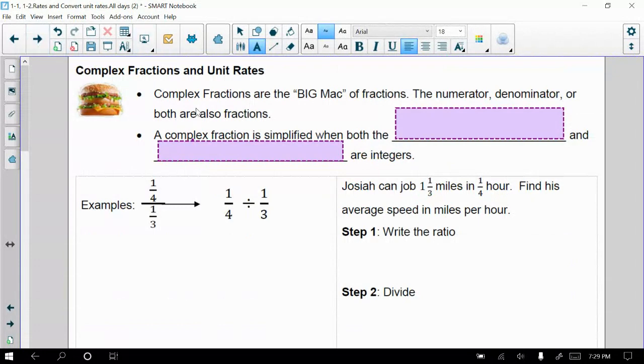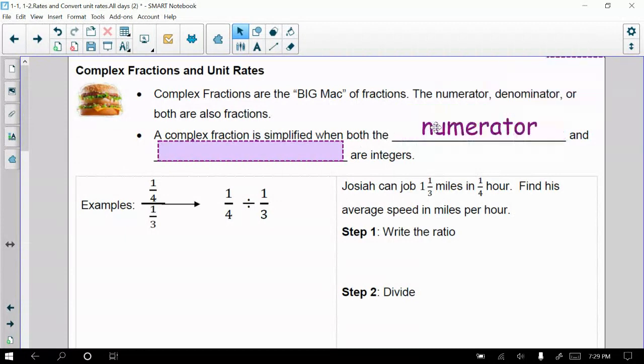Okay, complex fractions. Complex fractions are the Big Mac of fractions. You got big sections of it. The numerator and denominator are both also fractions. That's why you got the big part. Okay, so think of the part of the bun, the middle part of the Big Mac. So a complex fraction is simplified when both numerator and denominator are integers. Okay, so that's what we're always trying to look for.